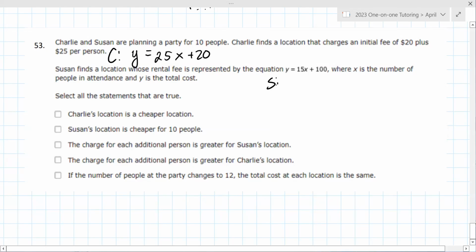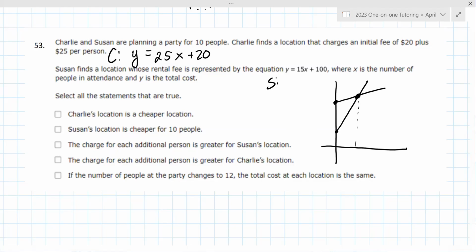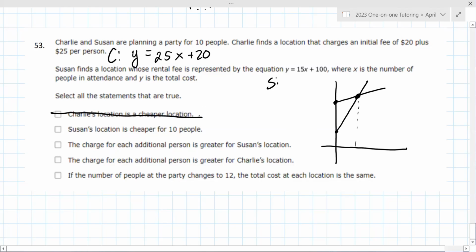Okay. Graphically, one starts at 20 and goes up. Another one starts at 100 and also goes up, and they intersect somewhere. So we have to go through these and figure out which is true or false. The first one: Charlie's location is a cheaper location. It's cheaper under certain conditions, but not always true. So it has to be always true. So that one's out.